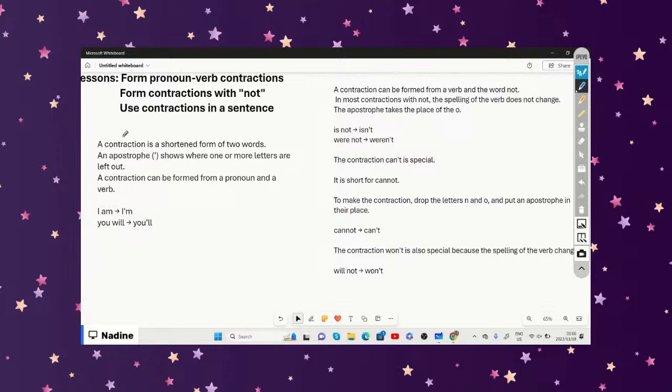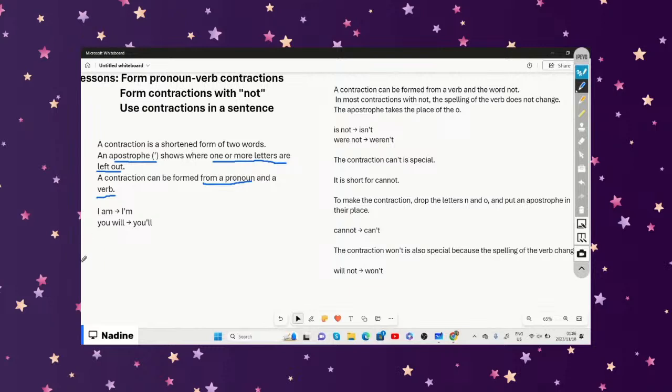All right, so a contraction, once again, is a shortened form of two words. An apostrophe is that little punctuation mark. It shows where one or more of the letters are left out. So when we leave out a letter, we show that by adding our apostrophe. And it can be formed from a pronoun or it can be formed from a verb.